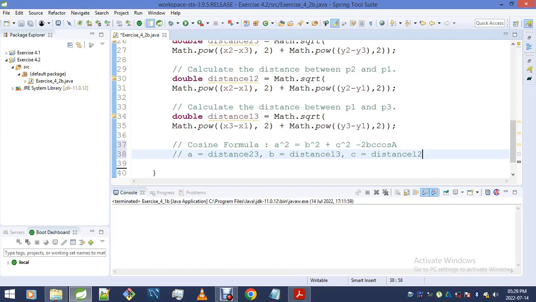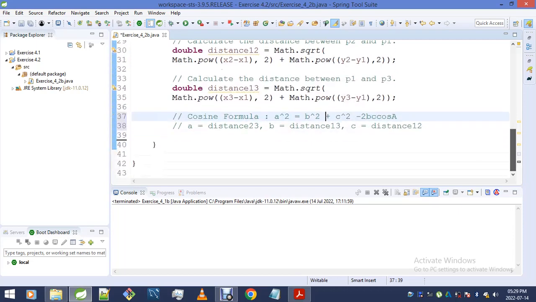Remember, we already got all these values, right? Distance 1, 2, distance 1, 3, distance 2, 3. Okay. Once I'm done doing that, basically the question here is, how can we find this value of A, the capital letter A, given the values of small a, small b, small c? Again, that's nothing else but simple mathematics.